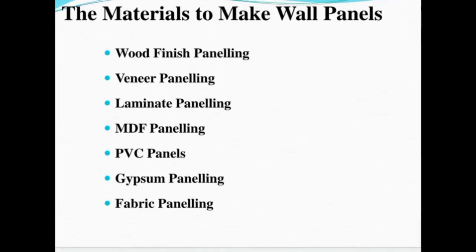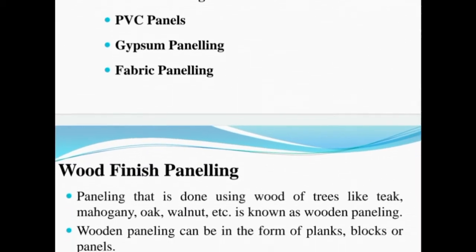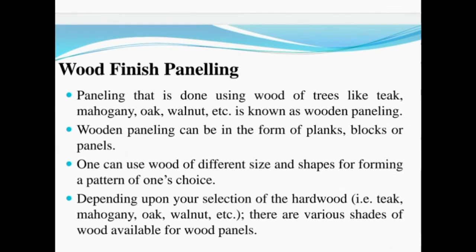First, the wood finishing paneling. Second one is veneer paneling. Third one is laminate paneling. Fourth one is MDF paneling. Fifth one is PVC paneling. Sixth one is gypsum paneling. And the final one is fabric paneling. Now you can see one by one. First, we are going to see about the wood finish paneling.